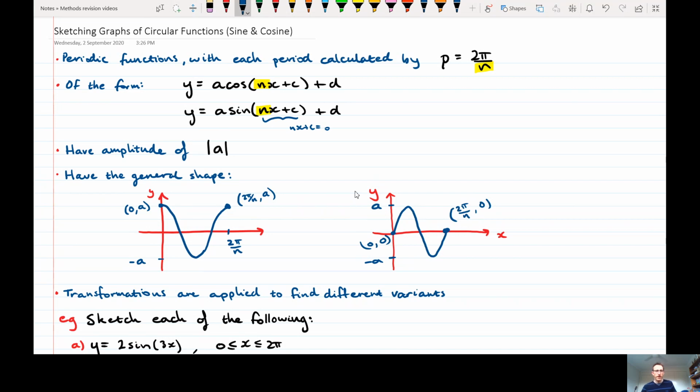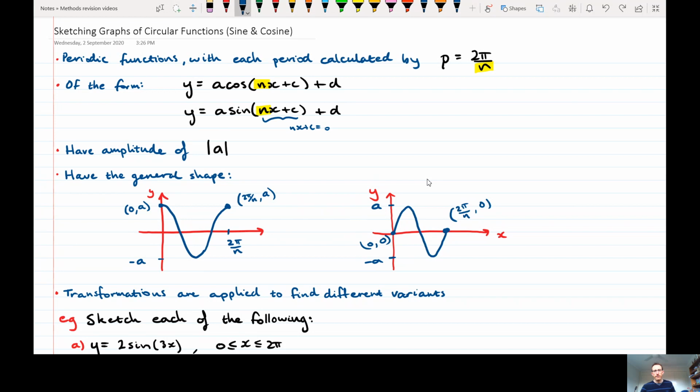Cosine graphs always have this general shape. They go between -1 and 1 if the a value is 1. Whatever the a value is, that's how low it goes and how high it goes, so you might end up with -2 to 2, -3 to 3. This is, of course, assuming there's no vertical translation. Whatever the d value is, that's your middle line, and it goes up amplitude, down amplitude.